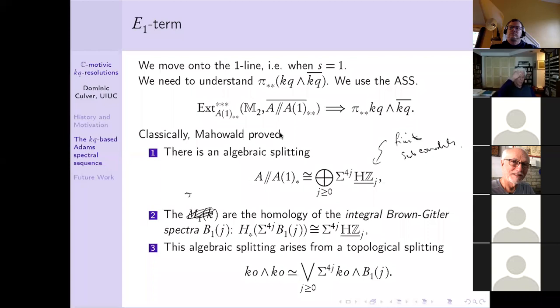Okay, but let me just say, oops, there's a typo here. This should be sigma 4j HZ j. These things are actually realizable by certain spectra called the integral Brown-Gitler spectra. And so because you have this algebraic splitting and the pieces of the splitting are realizable by spectra, you might think that there is a topological splitting. And that is in fact true. That's something that he proved.